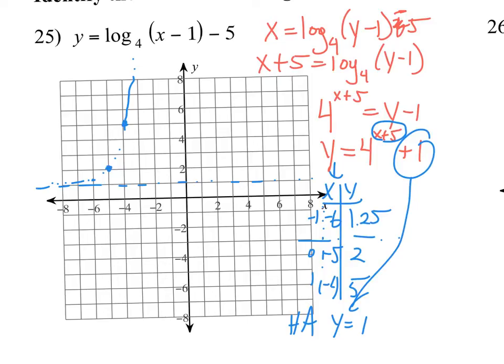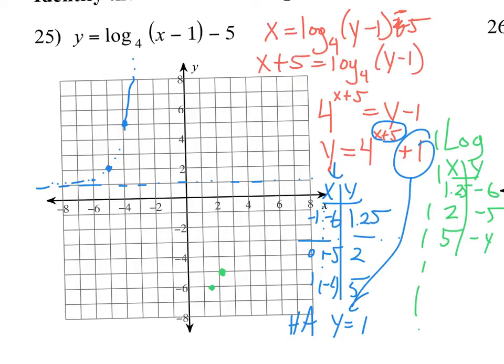Okay. In green, I'm going to talk about the log part. So this is the exponential version. This is the inverse. For the log graph, we're going to use the same points, but we're going to flip them around. 1.25 comma -6. So that's going to be like that. We're going to have -5 comma 2 becomes 2 comma -5. And -4 comma 5 becomes 5 comma -4.